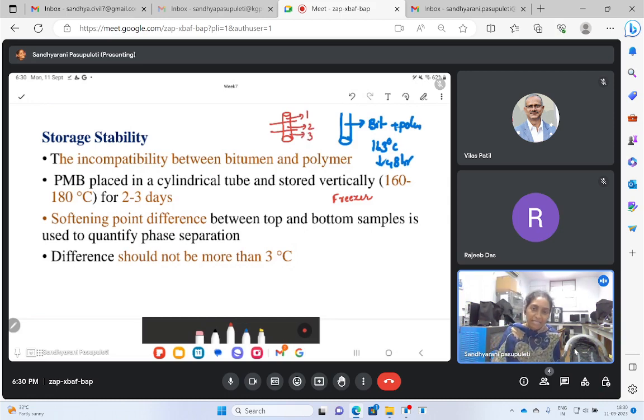If at all there is a separation of polymer from this modified bitumen, either that polymer could have come to the bottom or it could have gone to the top. So there is a possibility of separation if it is moved from either side. So how do we understand whether it has separated or not? After cutting this, we will take portion 1 separately, we will take portion 3 separately, and we will perform the softening point test on the portion 1 amount and portion 3 amount.